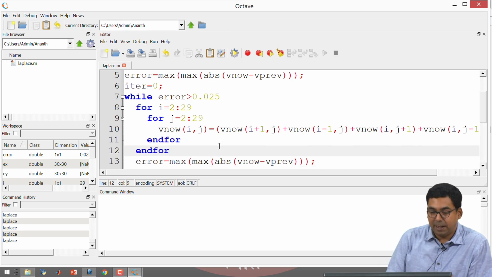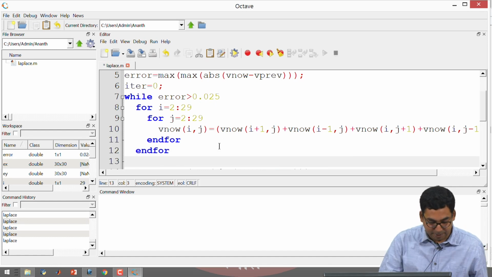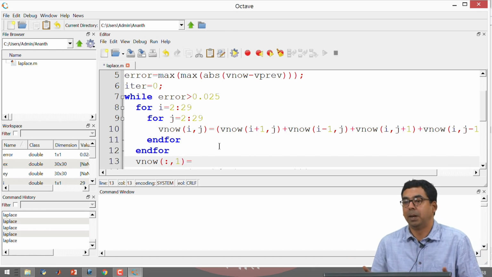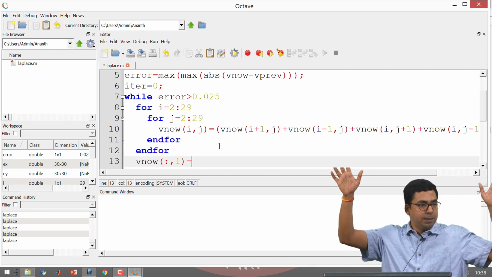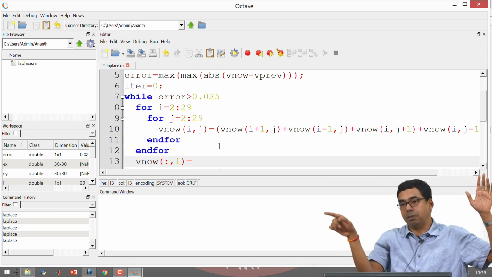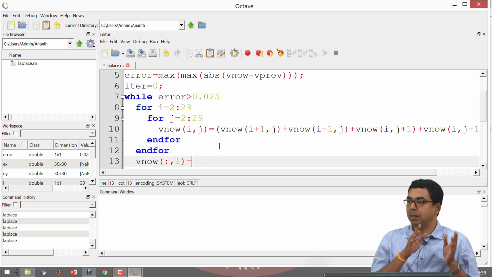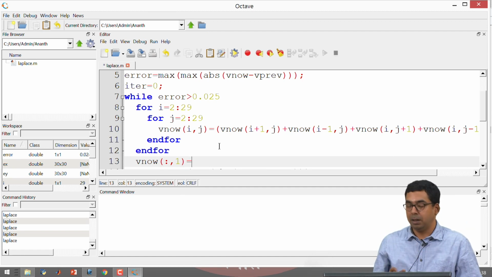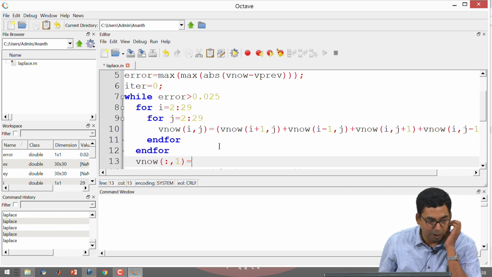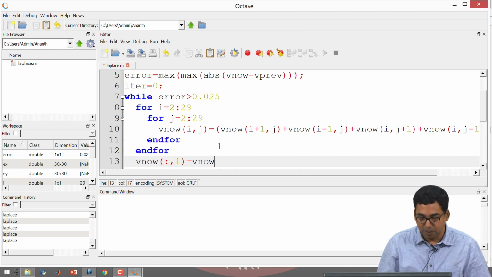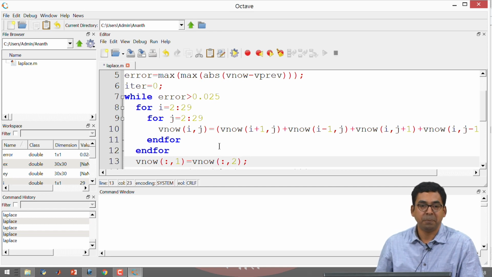On the left hand side, I want to make some calculations. So, V now of colon comma 1 previously was not touched by your simulation. Once you started with zeros for all the positions of V now, you never altered V now at 1 comma something or 30 comma something. Similarly, you never altered x comma 30 and x comma 1. Now, we are going to be altering that V now of colon comma 1, we are going to make it equal to V now of colon comma 2.